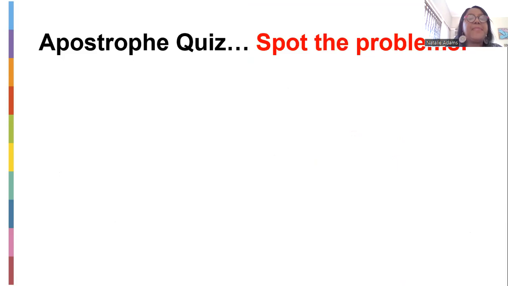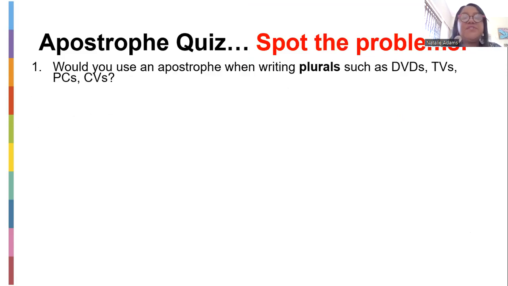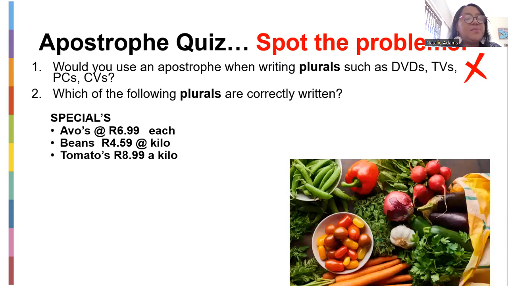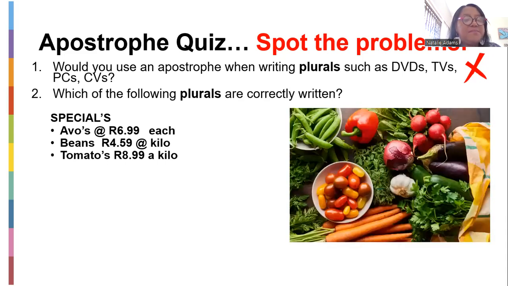Now, would you use an apostrophe when writing plurals, such as DVDs, TVs, CVs, and PCs? No, of course you would not. Which of the following plurals are correctly used? We have specials: avos, beans, and tomatoes. Which one has been correctly used? Remember, here we are looking at plurals where you just add the S and not an apostrophe S. So which one is correct?